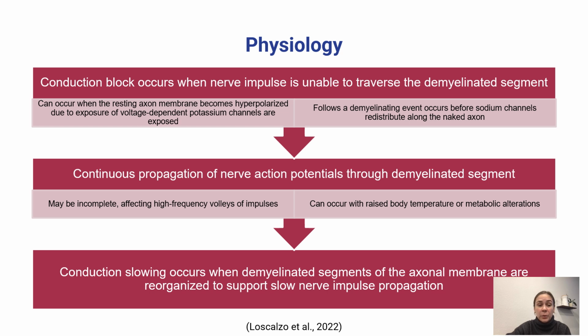For the physiology of multiple sclerosis, a conduction block occurs when the nerve impulse is unable to traverse the demyelinated segment. It can occur when the resting axon membrane becomes hyperpolarized due to exposure of voltage-dependent potassium channels. This temporary conduction block often follows a demyelinating event before sodium channels redistribute along the naked axon. The redistribution also allows continuous propagation of nerve action potentials through the demyelinated segment. It may be incomplete, affecting high-frequency volleys of impulses. It can also occur with raised body temperature or metabolic alterations. Conduction slowing occurs when the demyelinated segments of the axonal membrane are reorganized to support slow nerve impulse propagation.